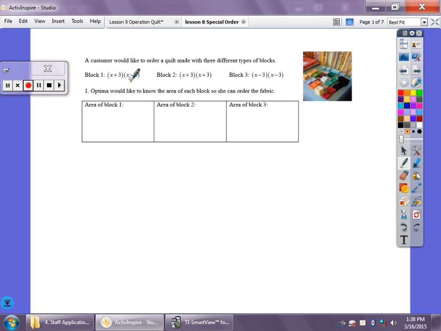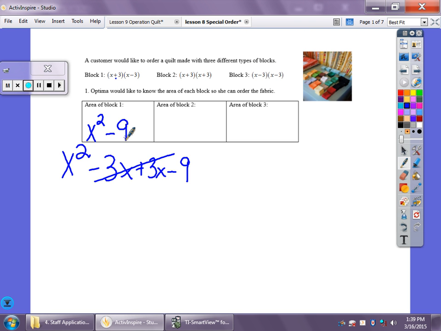So we're going to do x times x is x squared. X times negative 3 is negative 3x. 3 times x is 3x. And then 3 times negative 3 is negative 9. When I combine like terms, a negative 3x and a positive 3x cancel each other, and I'm left with x squared minus 9.